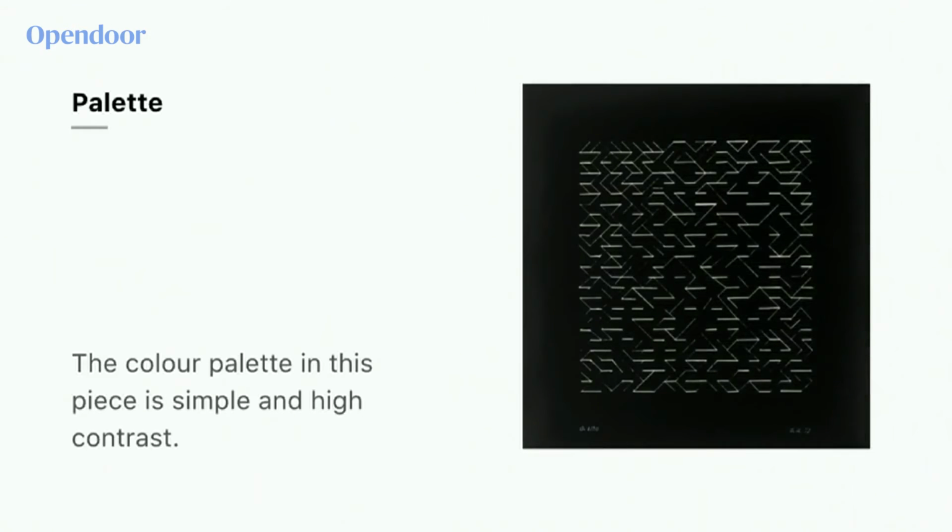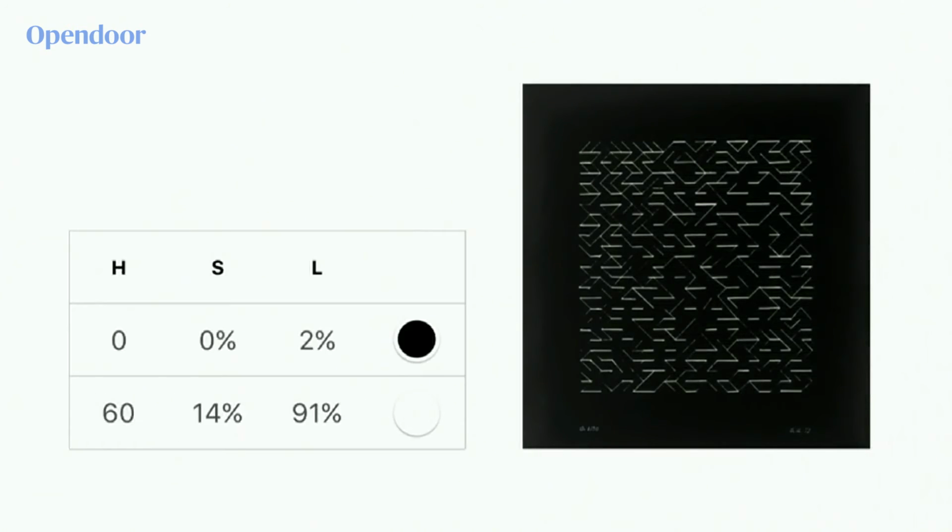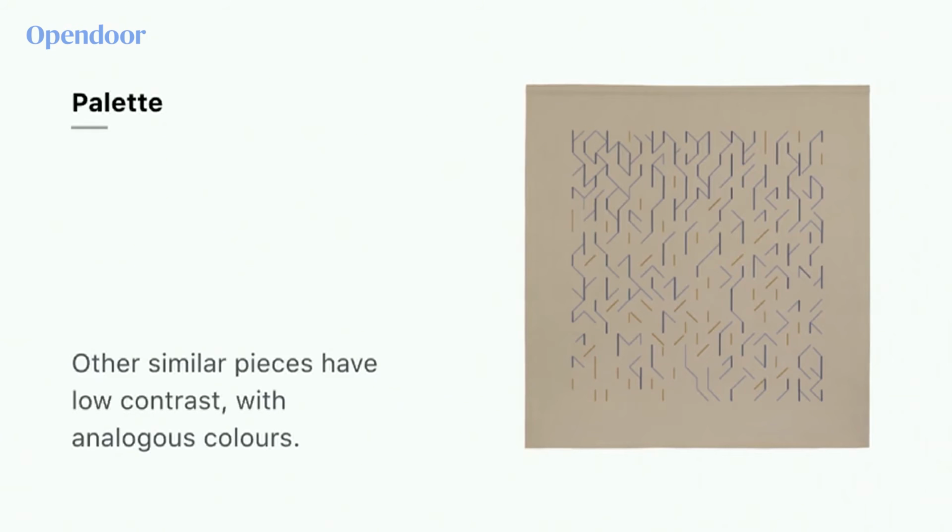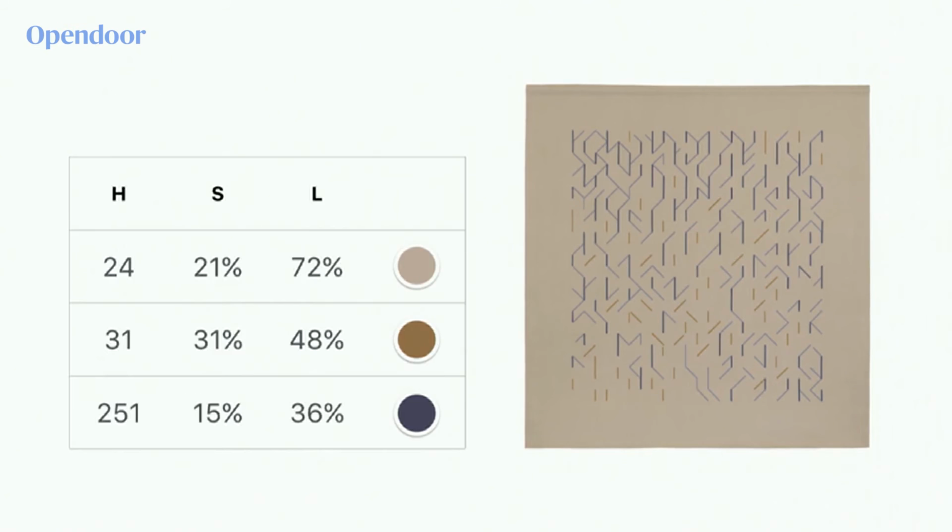Now let's talk about palette. Here you can see that it's a pretty simple high contrast palette, and we can define high contrast to mean a large difference between the L values of the two colors. Here, the difference is pretty big. Whereas if you look at our other works that look fairly similar, you can see that there are some more low contrast analogous color sets. We can define low contrast to mean low differences between the L values of all the colors.